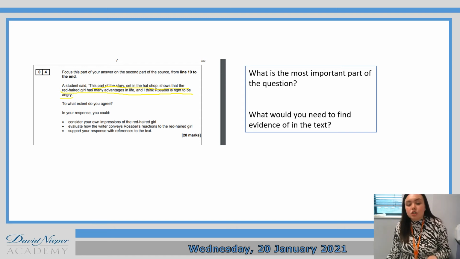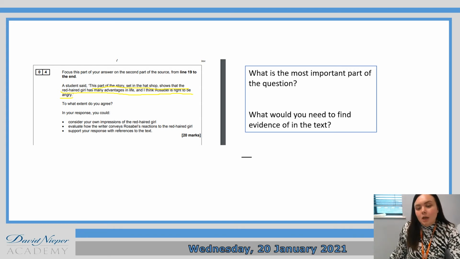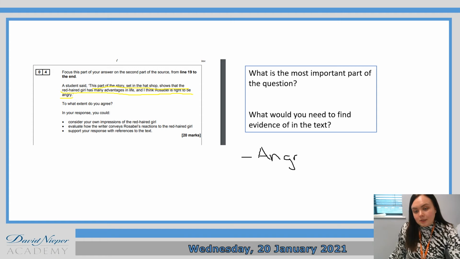That is the statement. So in terms of evidence then, so when we are looking back through our text, what would we need to find? Well, we'd need to find evidence that Rosabelle is angry, okay? Because that's what it's stating. We might also look for information that shows us that the red-haired girl has many advantages, okay?